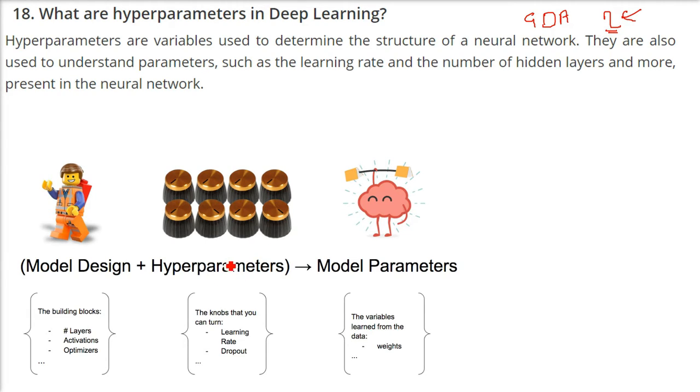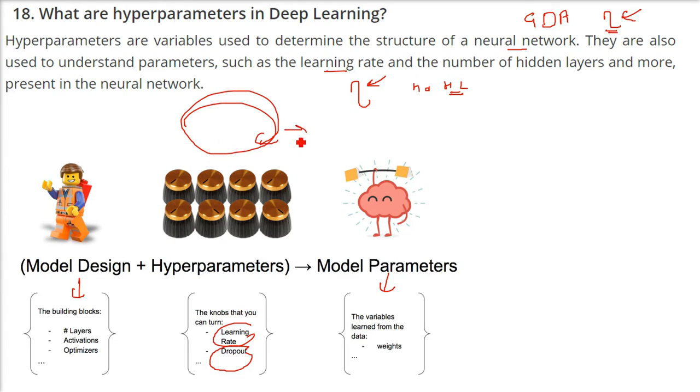They are also used to understand the parameters, such as the learning rate I gave as an example. For example, the number of hidden layers, the number of epochs, and momentum are also there. These are all very important as far as the structure of a neural network is concerned. I'm not going into model design and model parameters, but these are hyperparameters. There is a question coming, so I'll discuss more in the next question. So hyperparameters are variables used to determine the structure of a neural network.